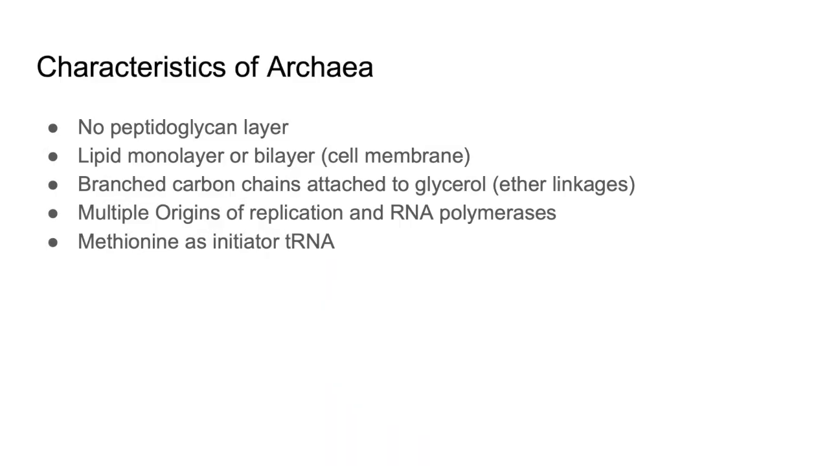Before diving deeper into the phylogeny of Archaea, let us first look at the characteristics of Archaea. First, they do not have any peptidoglycan layer, and they could have either a lipid monolayer or a bilayer. Archaea also contain branched carbon chains attached to glycerol via ether linkages, and contain multiple origins of replication and different types of RNA polymerases. Furthermore, methionine acts as the initiator transfer RNA, in contrast to formylmethionine found in bacteria.